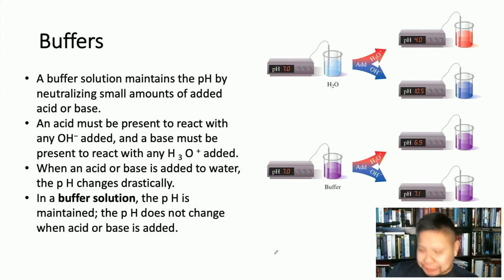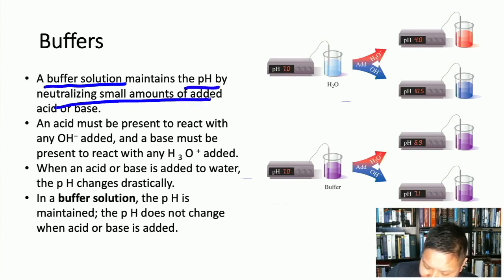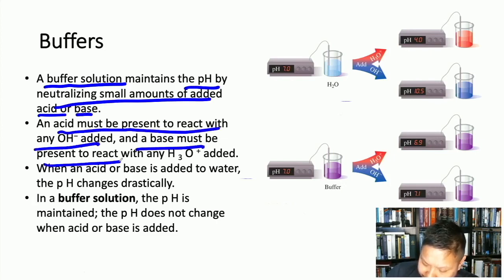So how do we mitigate those changes? We mitigate those changes by using a buffer solution, because a buffer solution maintains the pH by neutralizing small amounts of added acid or base, right? An acid must be present to react with any OH added, and a base must be present to react with any hydronium ion that is added, right?